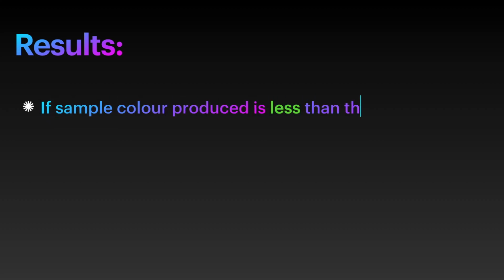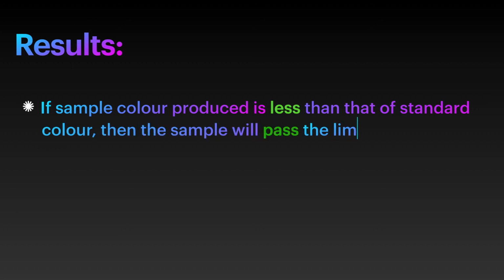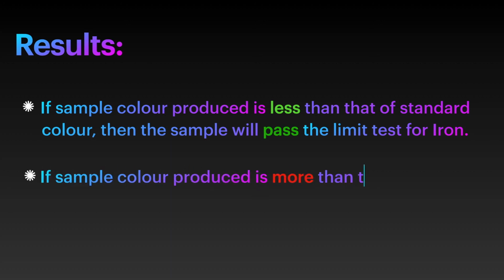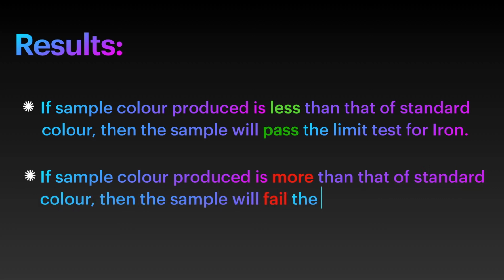Now coming to results. If the sample color produced is less than that of the standard color, then the sample will pass the limit test for iron. And if the sample color produced is more than that of the standard color, then the sample will fail the limit test for iron. So this is all about the limit test for iron.